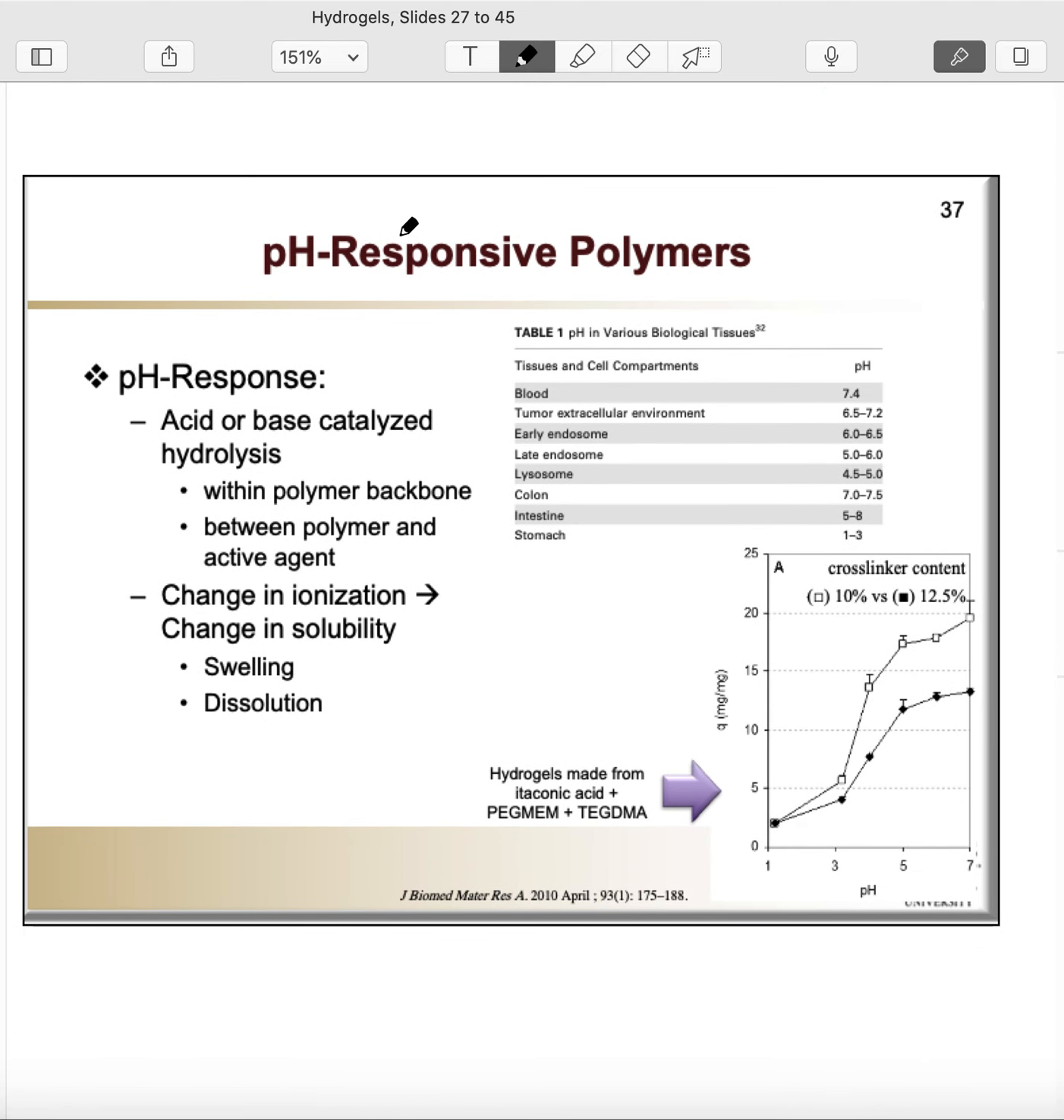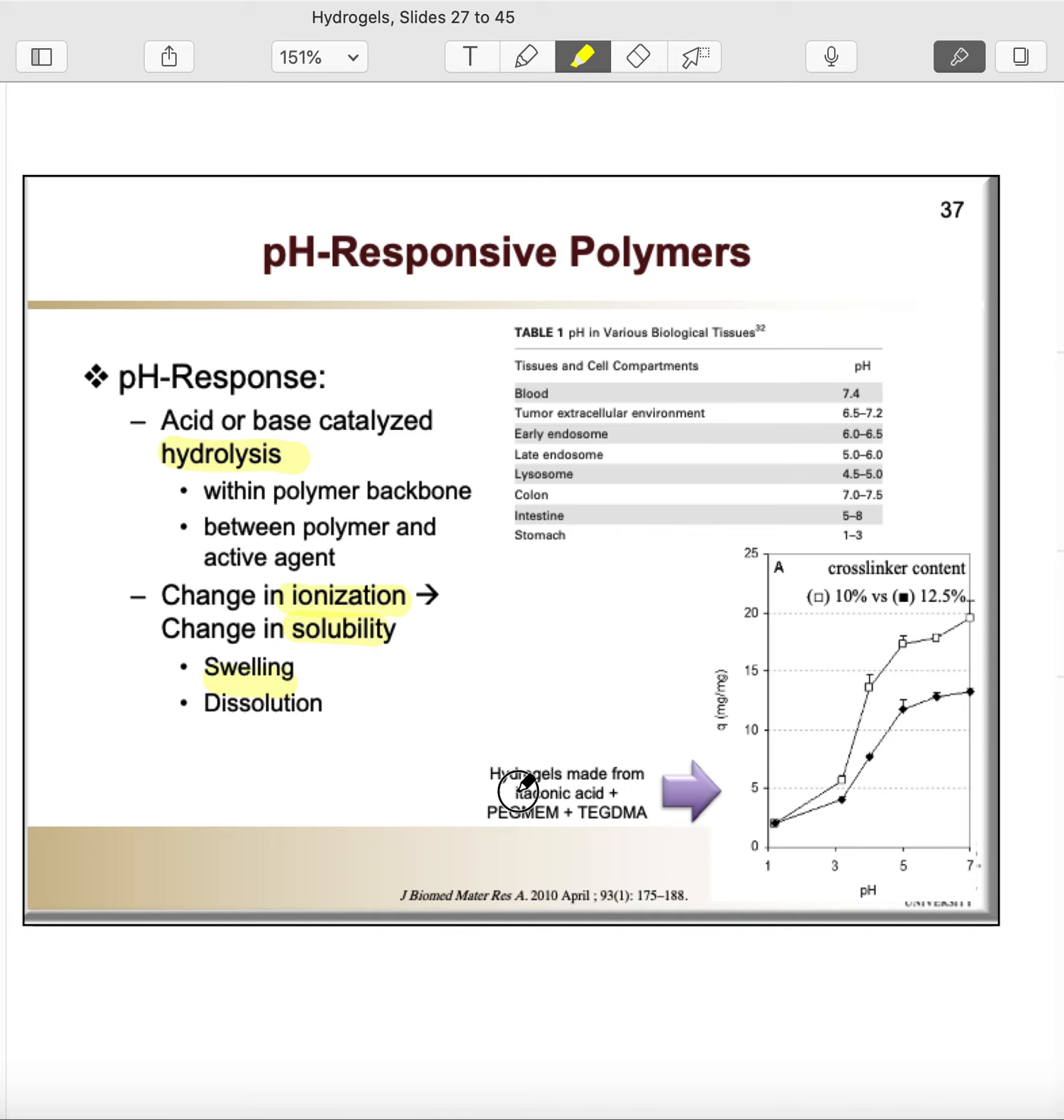All right, here I have an example of pH responsive polymers. Remember that pH response can lead to hydrolysis, which is the degradation that we mentioned in the previous slide, or it would lead to a change in the ionization of the polymer chains, ionization meaning the charging, which is going to result in higher solubility and swelling or dissolution of the system. And one example is the hydrogel made from itaconic acid that I mentioned before. This was one of my publications where we clearly saw the swelling ability of these hydrogels as we increase the pH above the pKa of the itaconic acid.